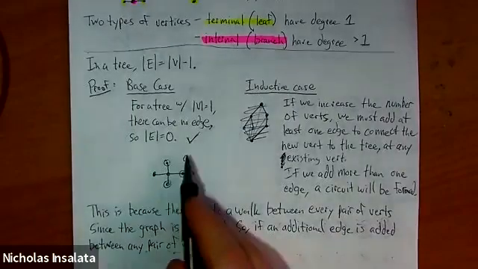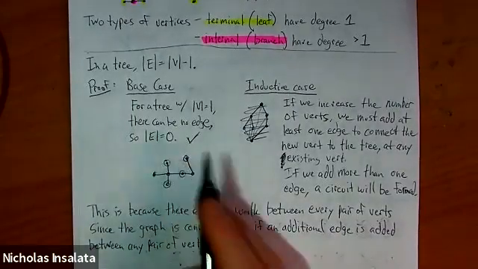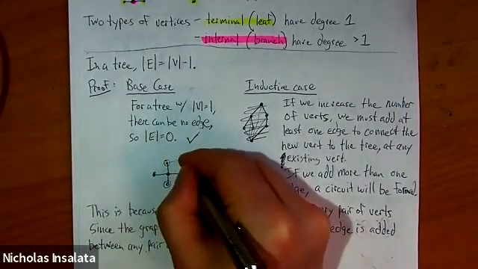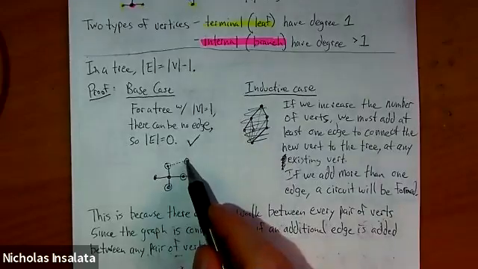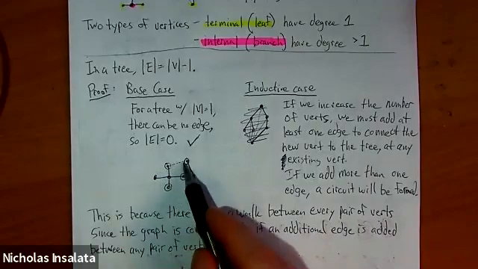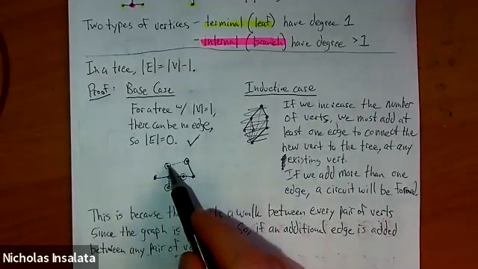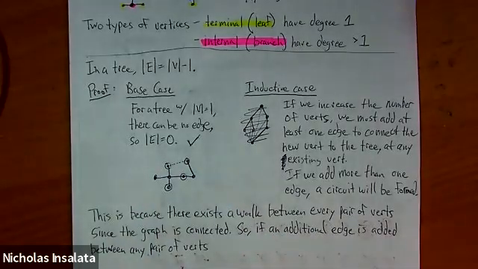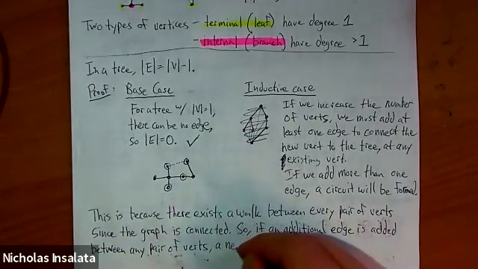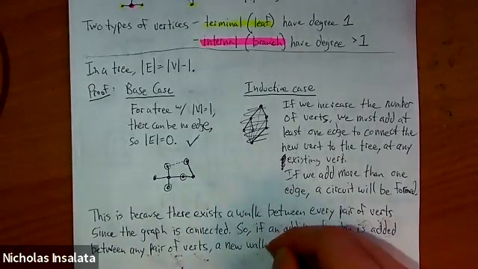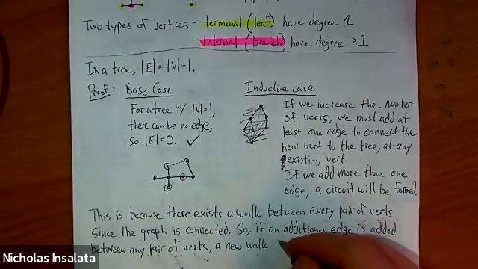So for example, let's say we're going from this one to this one, and I want to add a new edge right there. Well, there's already one walk between these two vertices, and now I've created a second, a different walk between these two vertices. So if an additional edge is added between any pair of vertices, a new walk between those vertices is created, right?